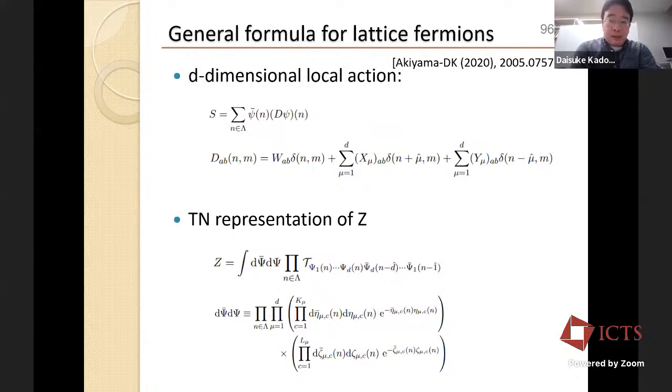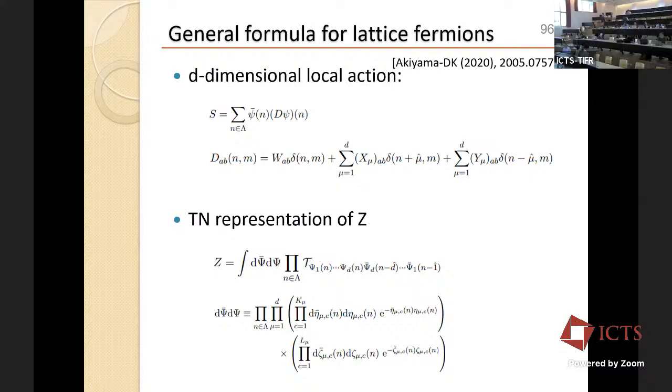Here I'd like to explain how to derive the Grassmann tensor network representation of the partition function in a D-dimensional local fermion action. Daisuke, one question.